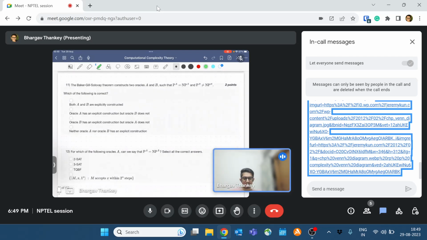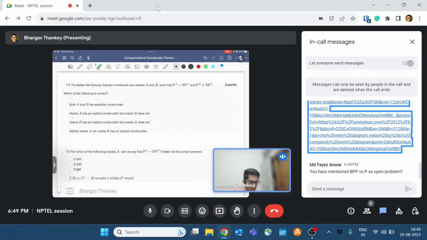The next problem is: the Baker-Gill-Solovay theorem constructs two oracles A and B such that P^A equals NP^A and P^B is not equal to NP^B. Which of the following is correct? Both A and B are explicitly constructed. Oracle A has an explicit construction, but Oracle B does not. Oracle B has an explicit construction, but Oracle A does not. Neither A nor B is an explicit construction. If you remember the proof, which of these is correct?